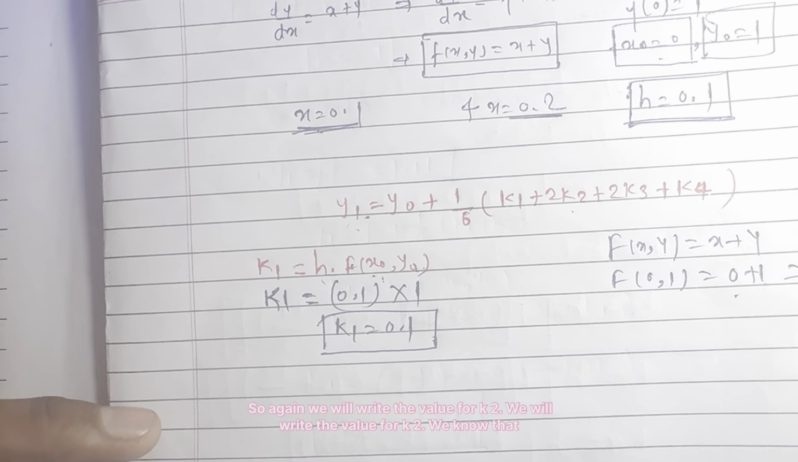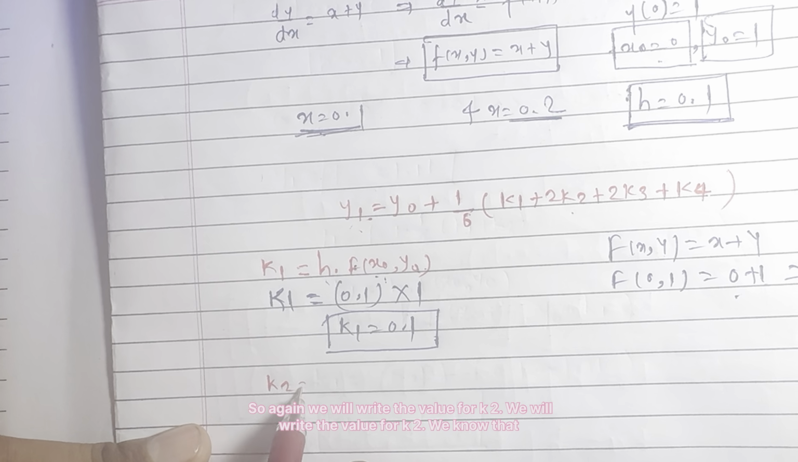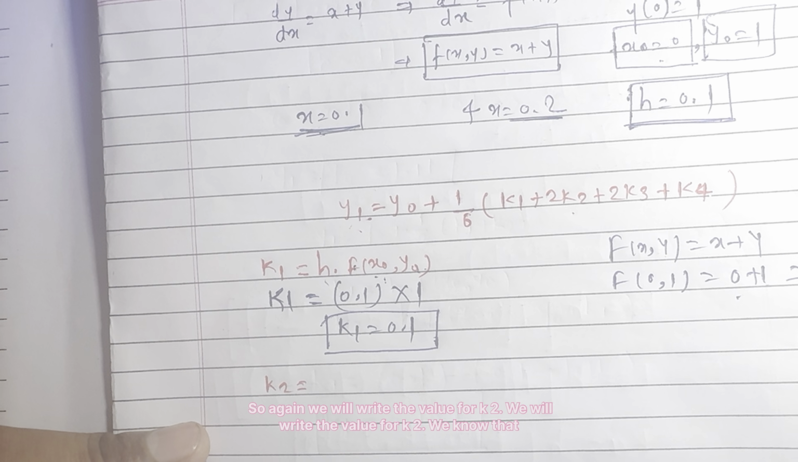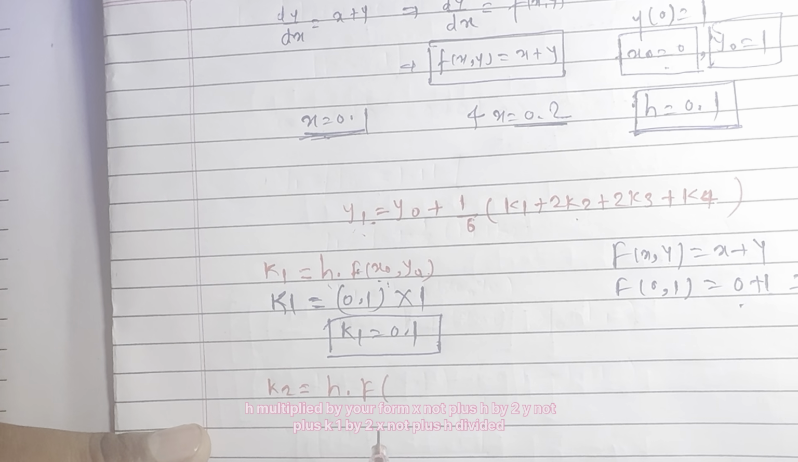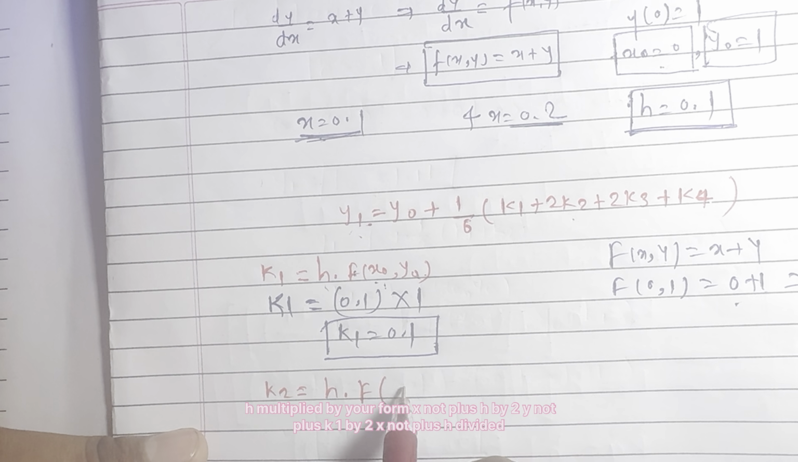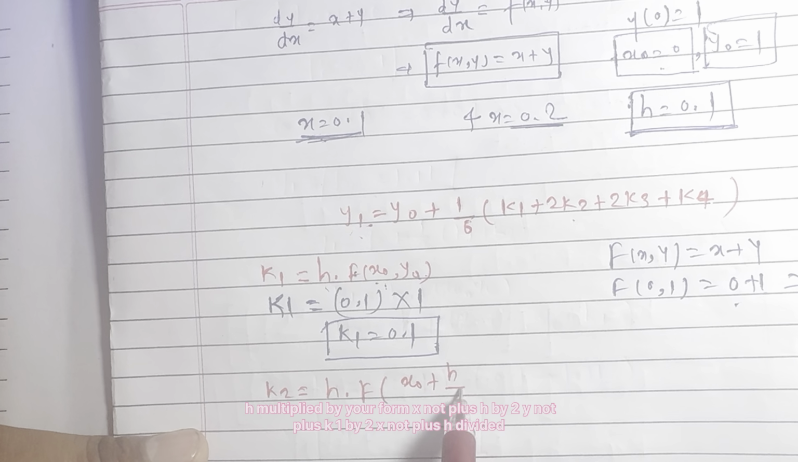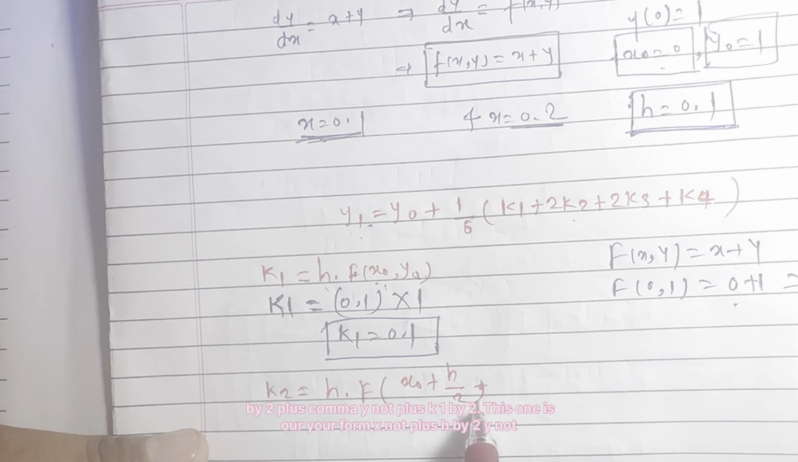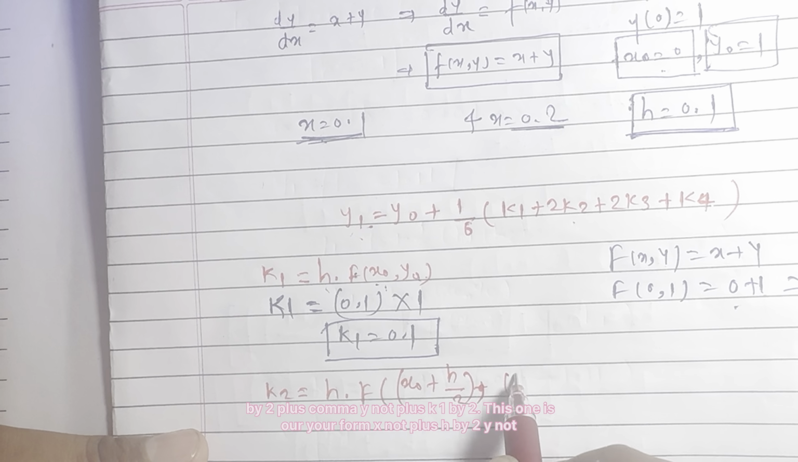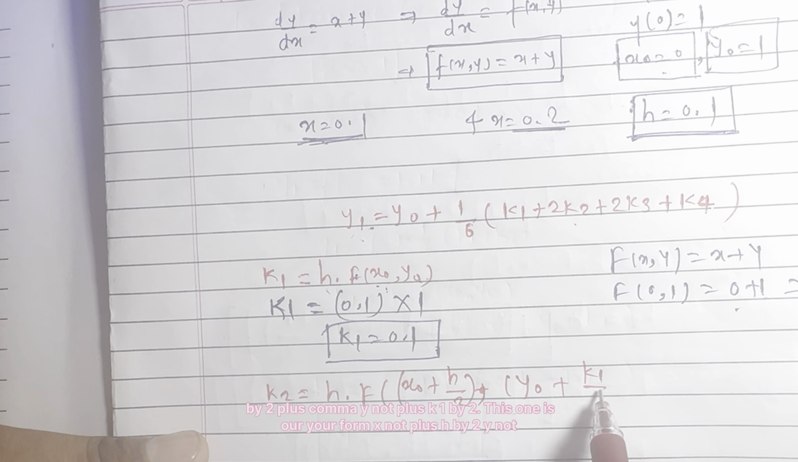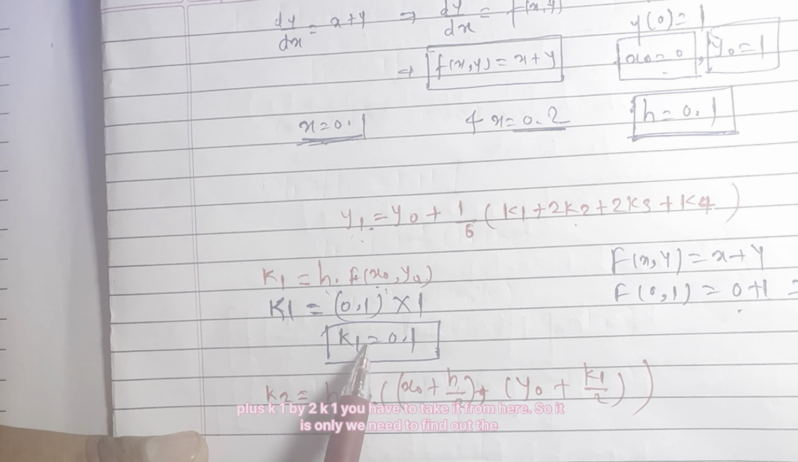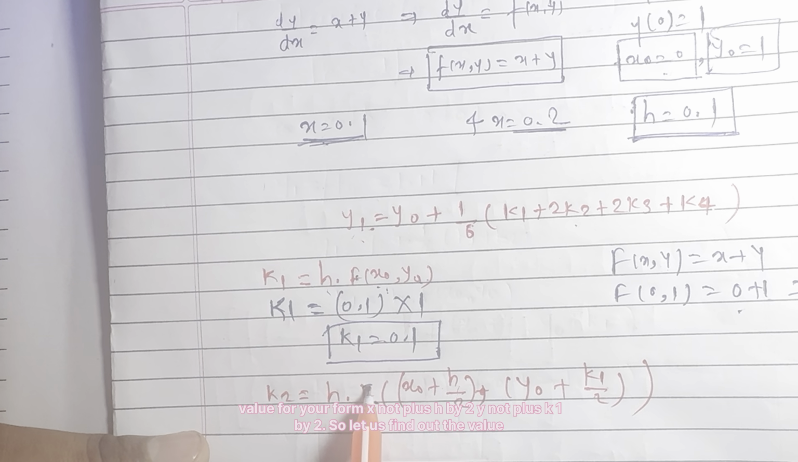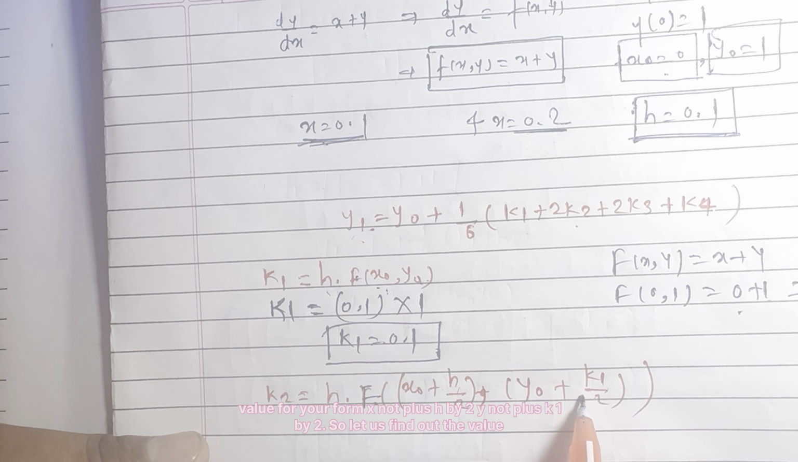So again we'll write the value for k2. We know that k2 is h multiplied by f of x naught plus h by 2, y naught plus k1 by 2. This one is our f of x naught plus h by 2, y naught plus k1 by 2. K1 you have to take from here. So we only need to find out the value for f of x naught plus h by 2, y naught plus k1 by 2.